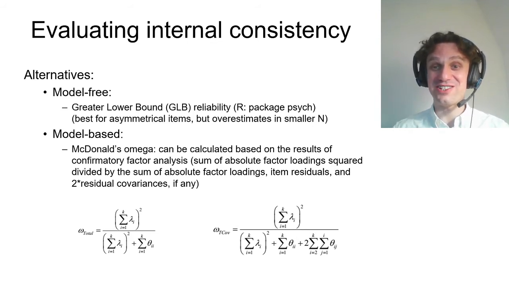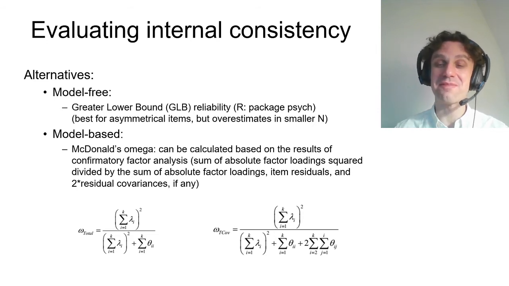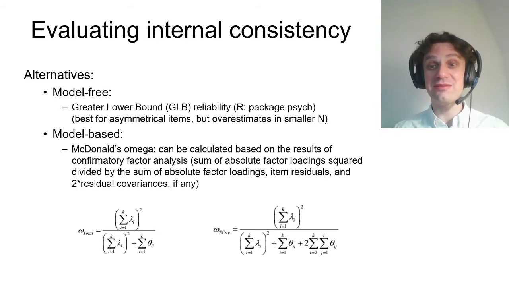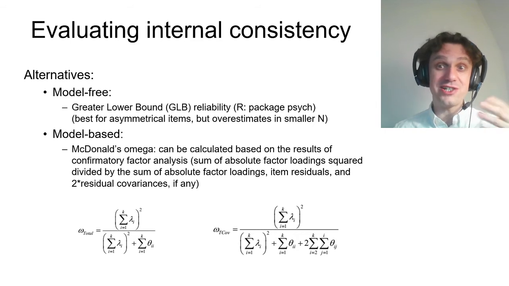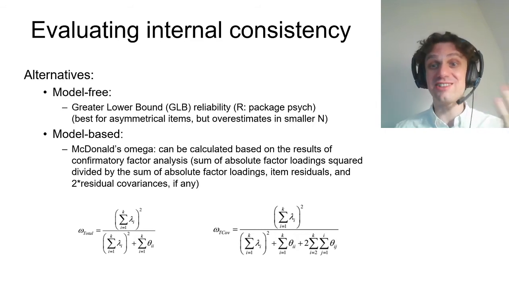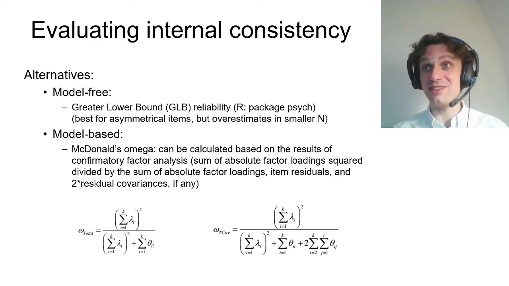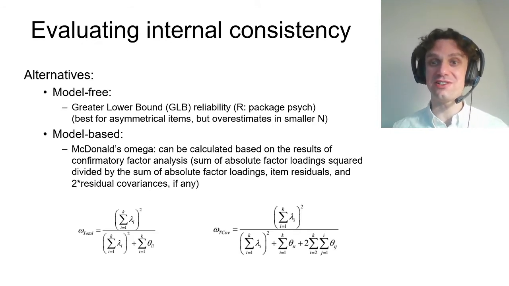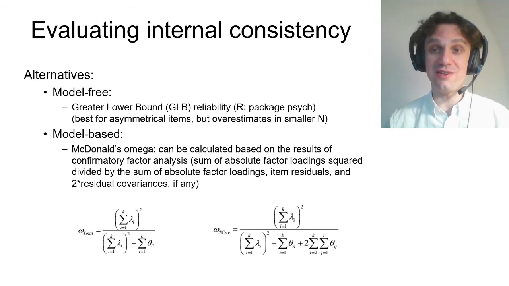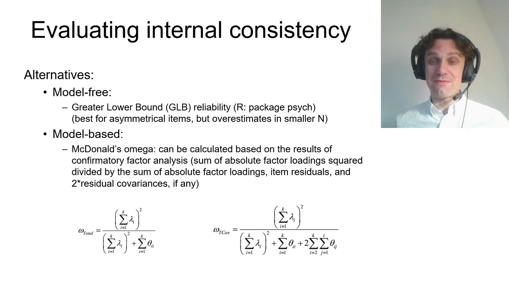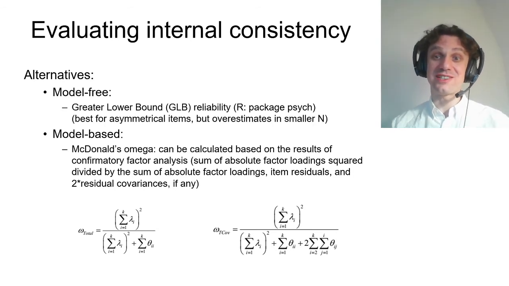So one reliability coefficient that is very useful is available in R. It's called greater lower bound, or GLB reliability. And there were simulation studies that have shown that it works better for items with asymmetrical distributions, which very often happens with categorical items like Likert scales. So GLB might be higher than Cronbach's alpha. So as long as your sample is not very small, as long as it's about 100 individuals or more, you can safely use GLB, and you can argue that your reliability is actually higher than what Cronbach's alpha shows.